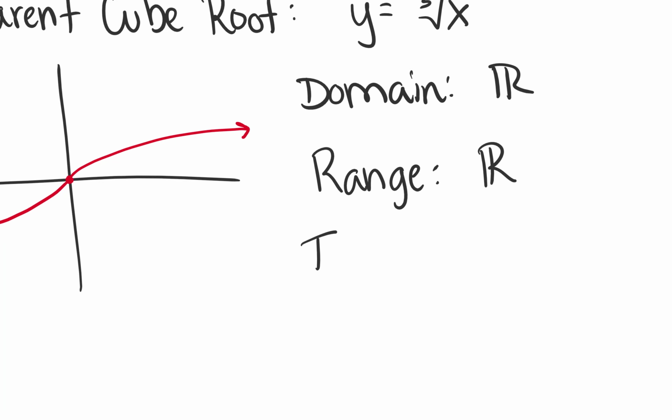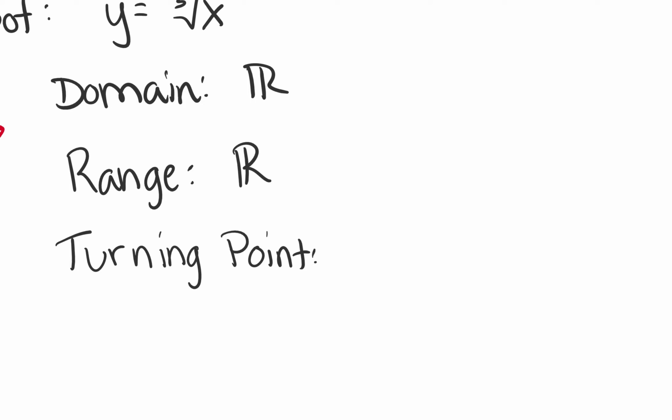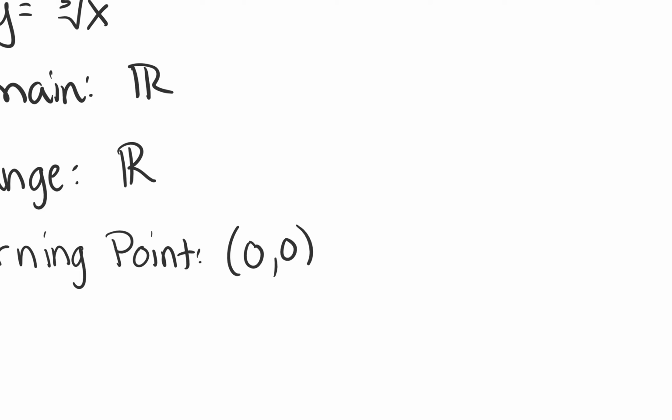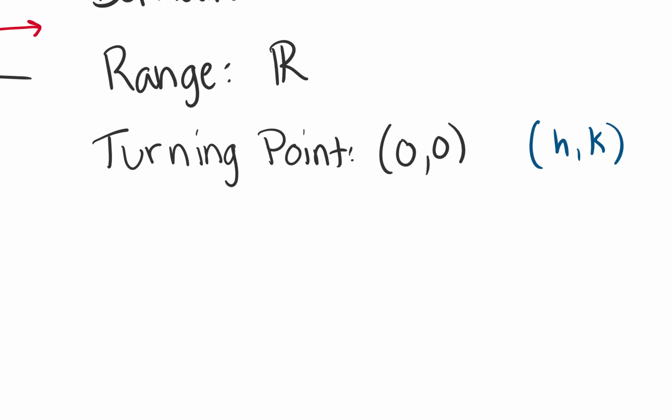Now I'm going to have what's called a turning point. So my graph turns at a certain point. That's what I want to know. So my turning point for this one is 0, 0, but for all your functions, it'll actually be h, k. So we still have h, k, doesn't go anywhere. Okay.